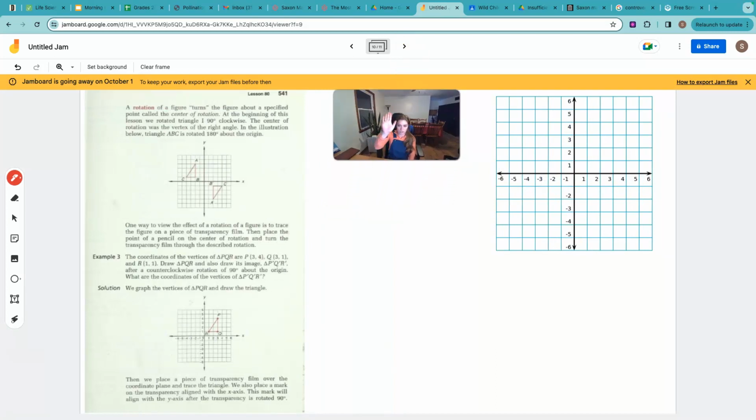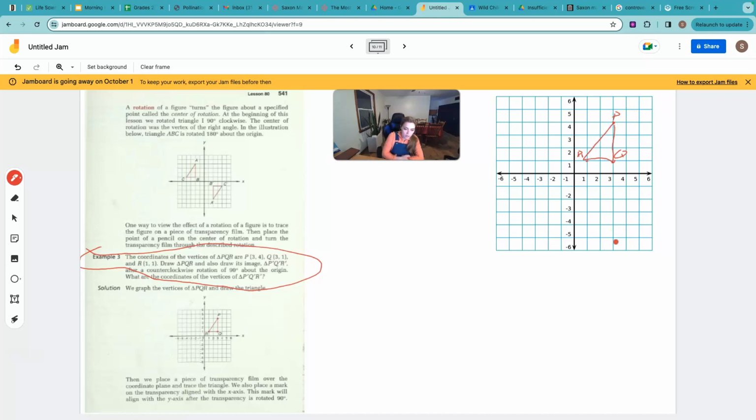Rotation. Remember that rotation is just turning, right? That's a rotation. So, example 3 shows us what a turning situation would look like. The coordinates of the vertices of triangle PQR are P, 3, 4. So, we're going 3, up 4. That's point P. It's important that we write it this way. We follow what they tell us. Q, 3, 1. 3, up 1. There's Q. And R, 1, 1. So there's our triangle, PQR.